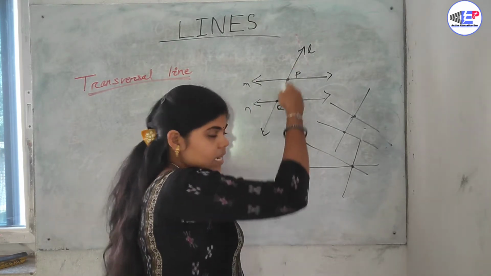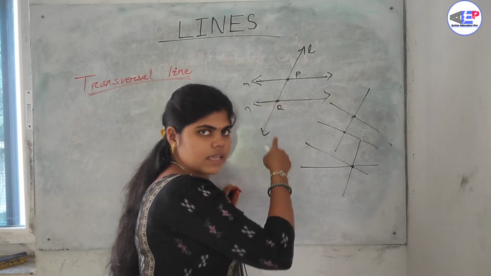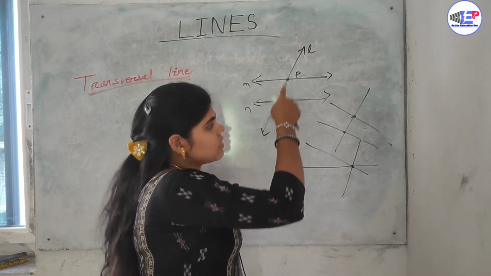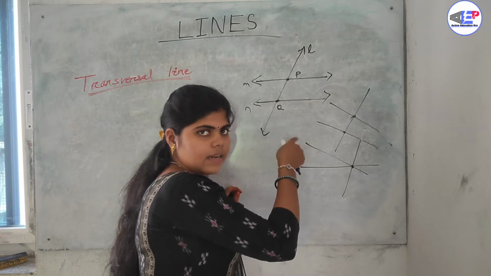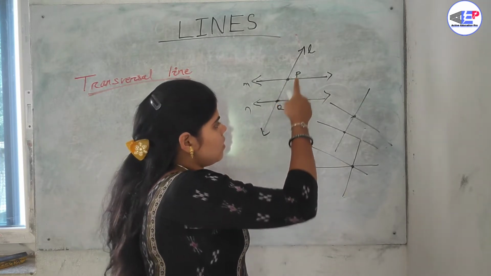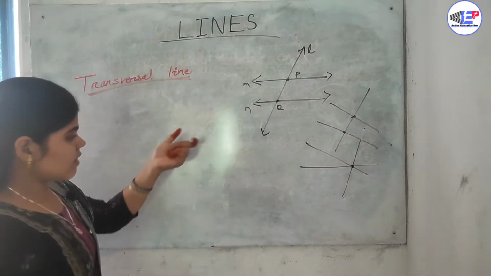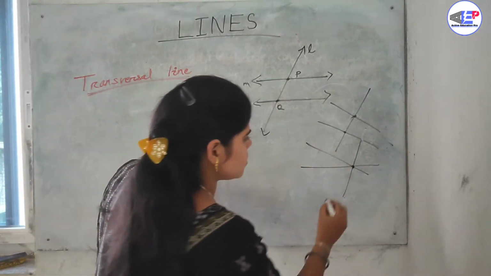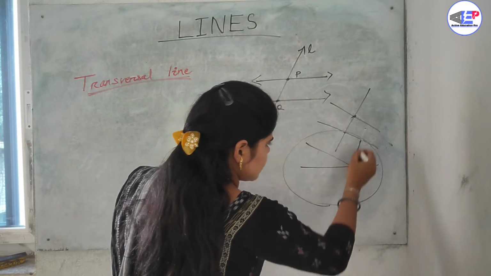In this image, M is a transversal line, and M and N are two parallel lines. This L line passes both M and N at two distinct points, P and Q. So that's why this L is a transversal line.